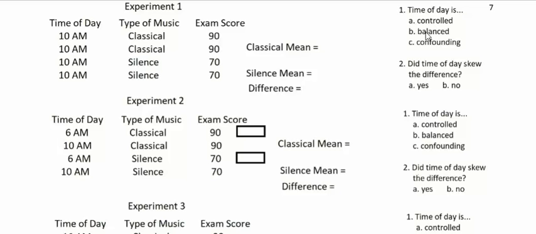And then once you calculate the 2 means and the difference, move over here to question 1. This is multiple choice. And answer the question about this extraneous variable of time of day. And decide if time of day is controlled, if it's balanced, or if it's a confounding variable. If it's the same for everyone in the experiment, and it never changes, it's controlled. If it's half and half for group 1 and half for group 2, it's balanced. And if it's unequal between the groups, it's confounding.